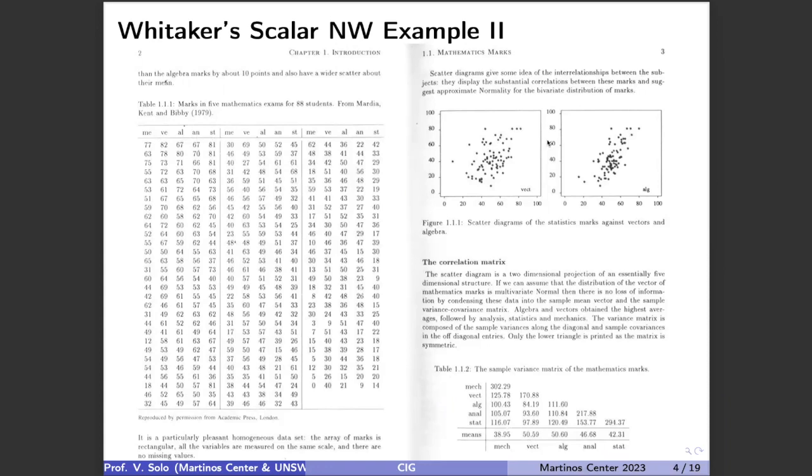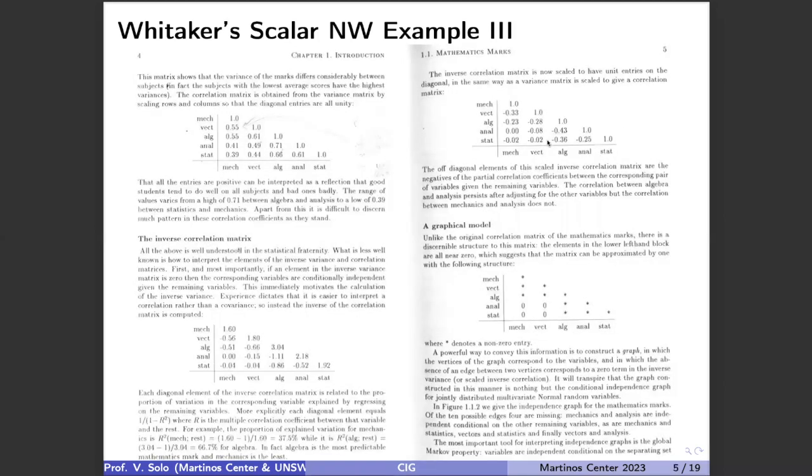And here's a couple of scatter plots. It's vectors versus algebra and stat versus algebra. And as you'd expect, there's clearly some kind of relation here, approximately linear, in fact. Okay, he then goes on to calculate the correlation matrix, which appears over here.